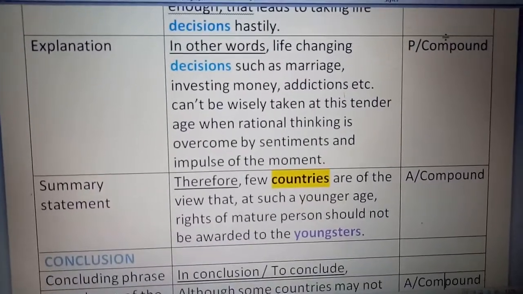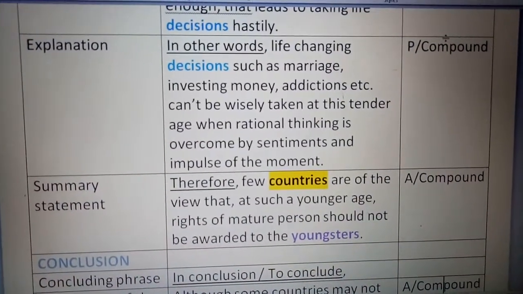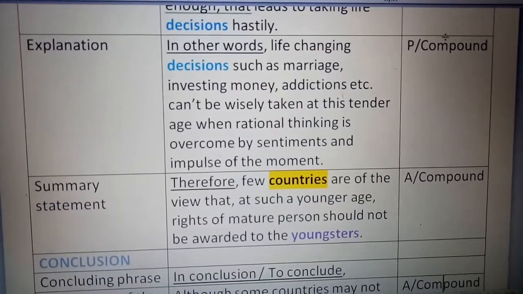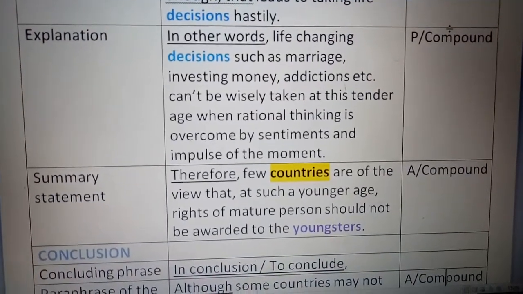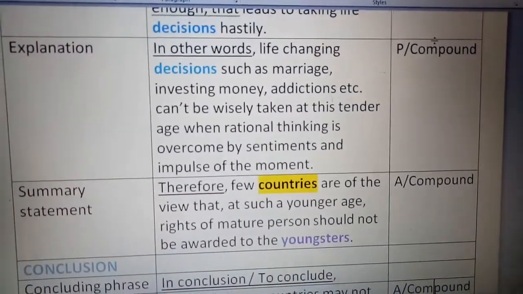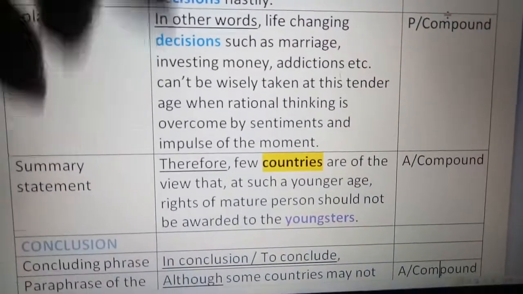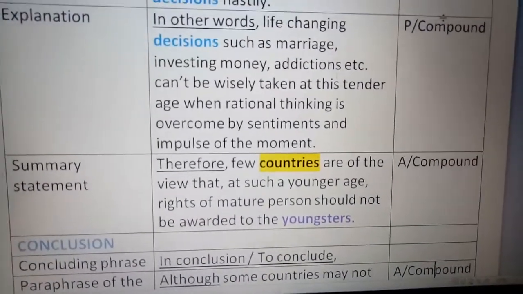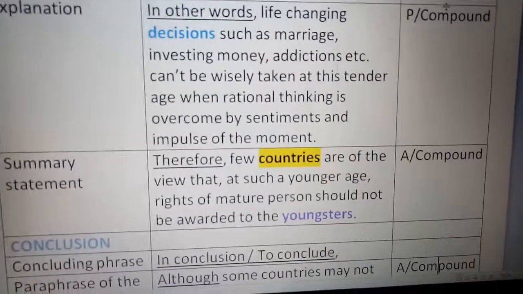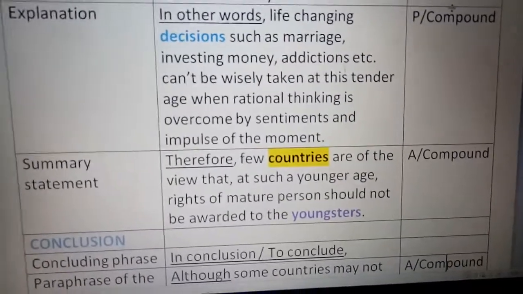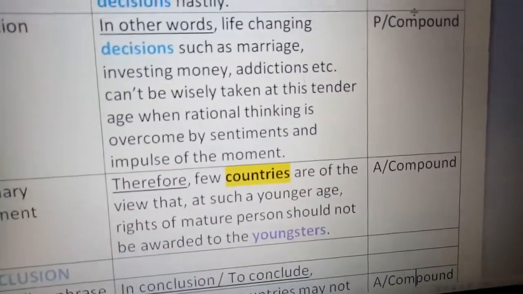Summary statement: therefore, few countries are of the view that at such a younger age, rights of mature persons should not be awarded to the youngsters. I am explaining it in lesser words and lesser sentences because this is not my viewpoint, but yes, I have to explain it. I have to discuss both the views, so I am discussing this as well equally.